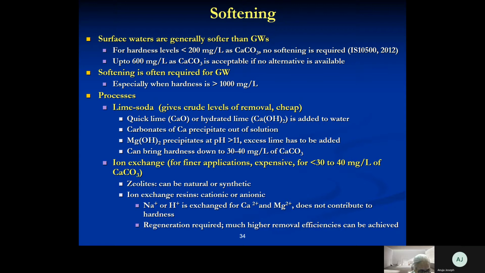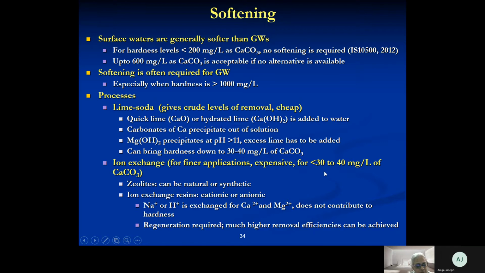Let's say your application is not drinking water, but maybe the manufacture of pharmaceuticals or the manufacture of other fine products where you have a requirement for, let's say, zero cations and anions. So in those cases, you may go for ion exchange. Because it's based on synthetic or natural materials for adsorption, it's very expensive, but the level in the lime and soda process is 30 to 40 milligrams per liter of CaCO3. So that is the limit. The practical limit of the process is 30 to 40 milligrams per liter of CaCO3.